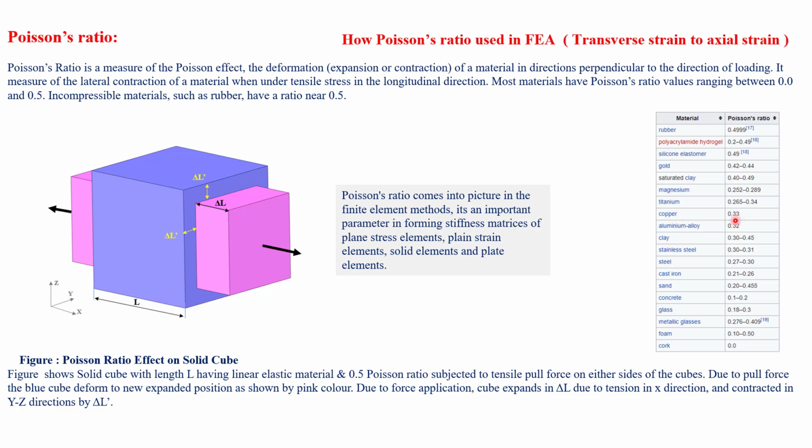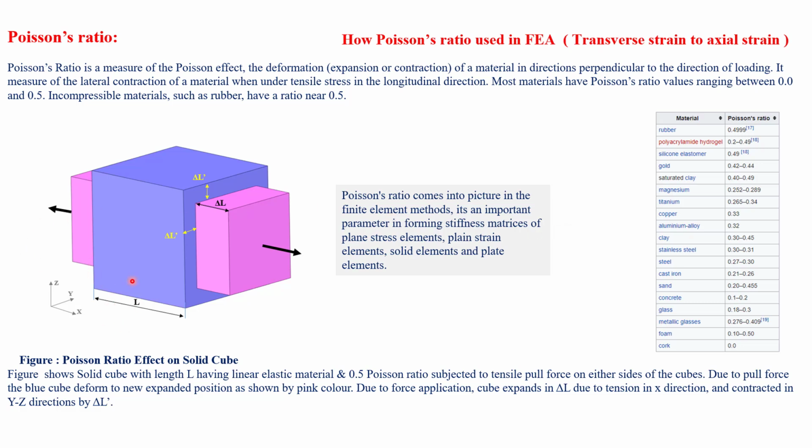For copper it is 0.33, aluminum alloy is 0.32. This is the Poisson's ratio. When it comes to stainless steel it is 0.3, and steel also is 0.3. Cast iron is 0.21 or 0.26, depends. Concrete is 0.1. Cork is 0. Metallic glasses are 0.26 to 0.49, so it depends. Glass is 0.18, and sand is 0.2. So these are the Poisson's ratios you need to remember.